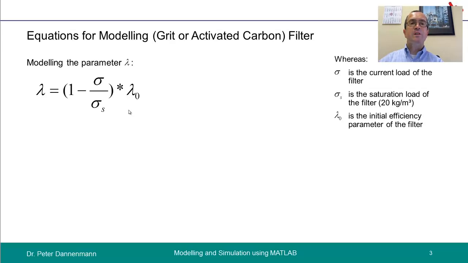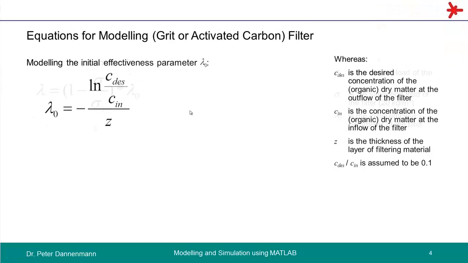Using these parameters, as well as some value for the initial effectiveness lambda 0, we can determine the parameter lambda as shown on the slide. Now we have to determine the initial effectiveness lambda 0. In reality, this value is determined empirically by experiments.